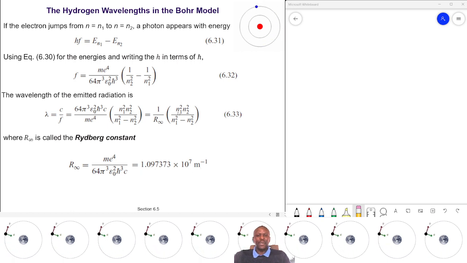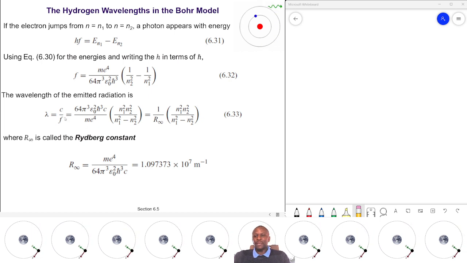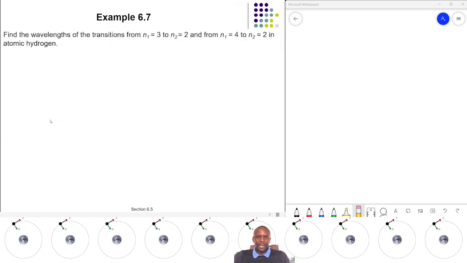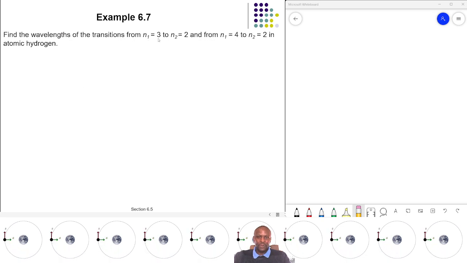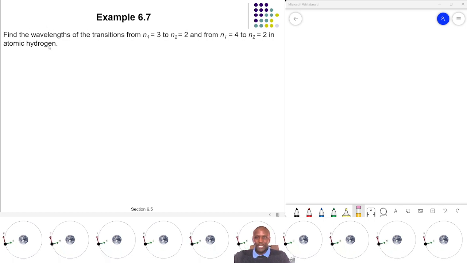So now you only need to know from which state to which state, so that you can be able to determine the wavelength that is required by that transition. Now, for an example, let us just do this example 6.7. Find the wavelength of the transition from n1 equals 3 to n2 equals 2. That's the first question. And the second question is from n1 equals 4 to n2 equals 2 in atomic hydrogen.